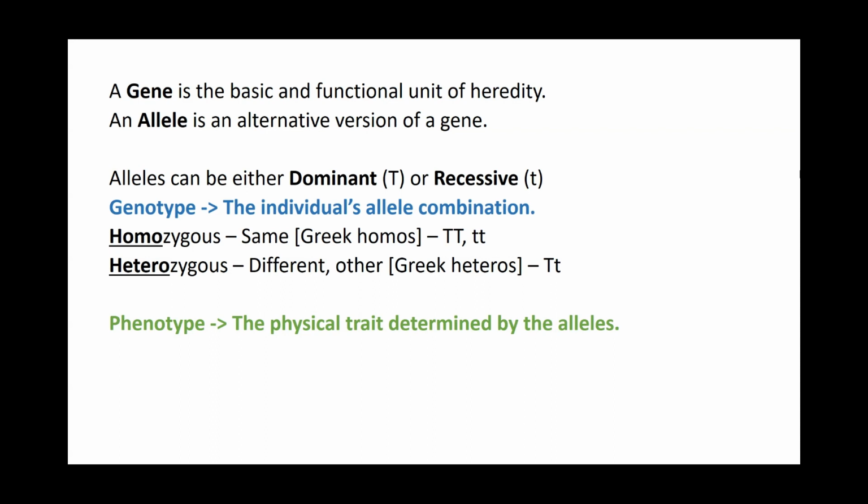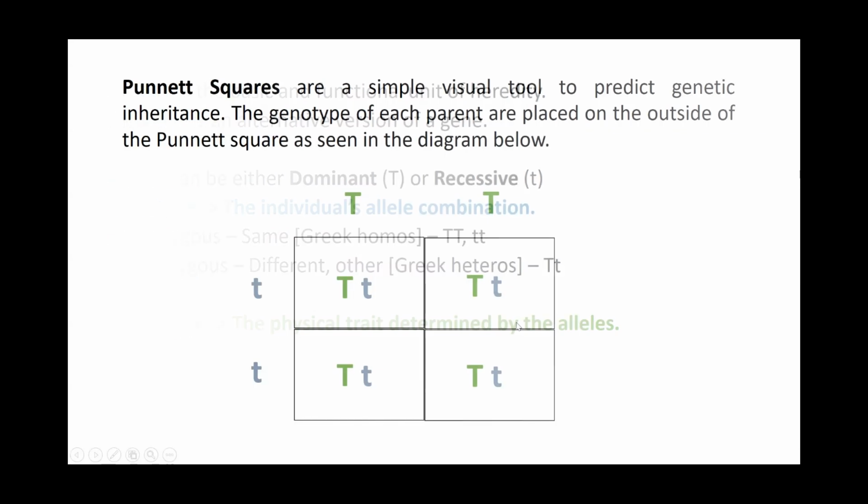So, let's say that the dominant allele is red flowers and the recessive allele is white flowers. An individual who's homozygous dominant has red flowers, homozygous recessive has white flowers, and heterozygous individuals also have red flowers because even though they have that recessive allele, the dominant allele is always expressed when it's present. Now, these colors we just went through, that's the phenotype. So it's the physical trait determined by the alleles.